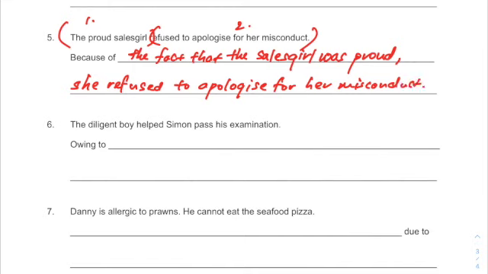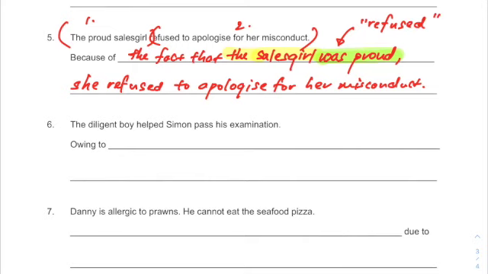All right? So again, sales girl is the subject. And here, notice that I have changed the configuration or the arrangement of the proud, which becomes the fact that the sales girl was proud. Okay? So how do I decide that this is was? Because the rest of my sentence is in the past tense, refused, right?